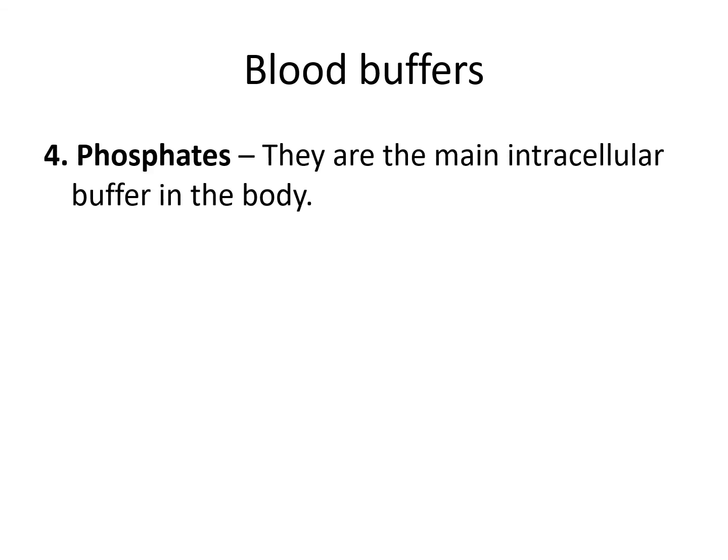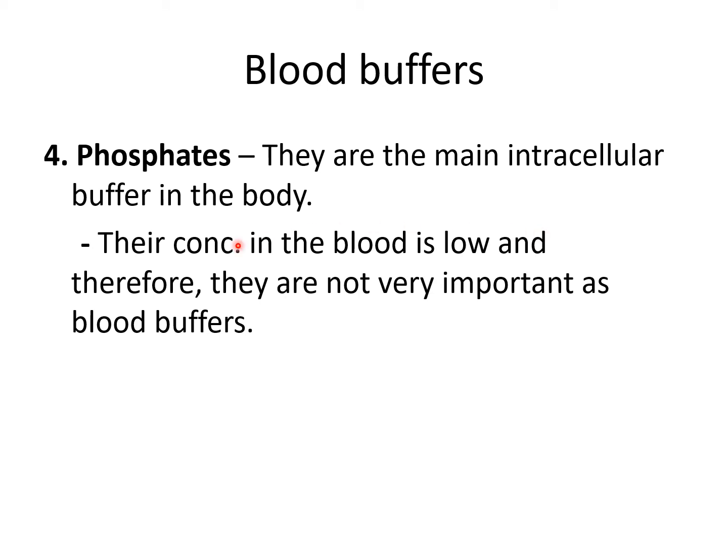Next is the phosphate buffer. They are the main intracellular buffer, and though they are very important urinary buffers, their concentration in the blood is low and therefore they are not a very important blood buffer. So the main blood buffers are hemoglobin, plasma protein and bicarbonate buffer, whereas urinary buffers are bicarbonate buffer, phosphate buffer and ammonia buffers. So that is all about blood buffers.